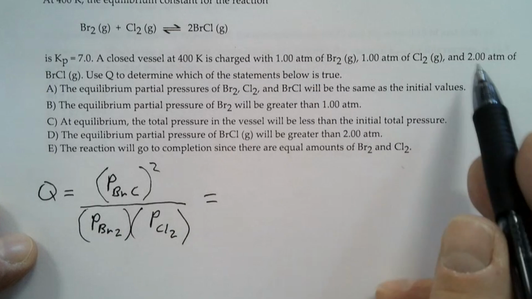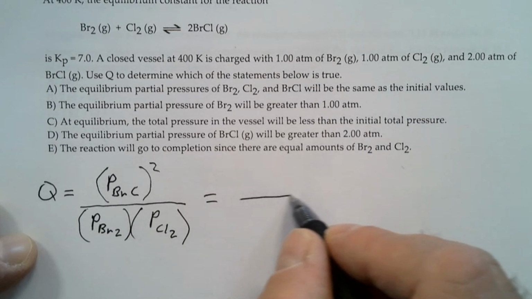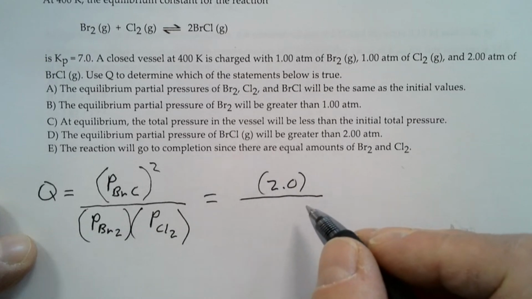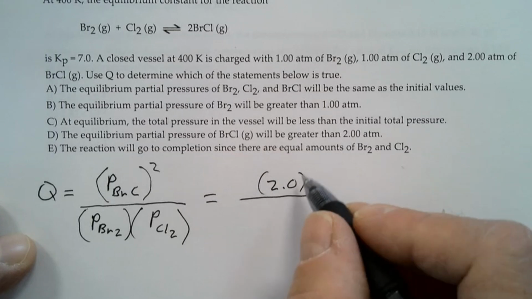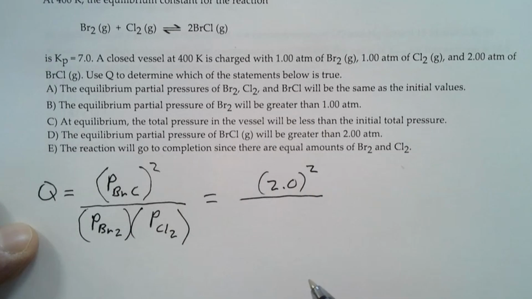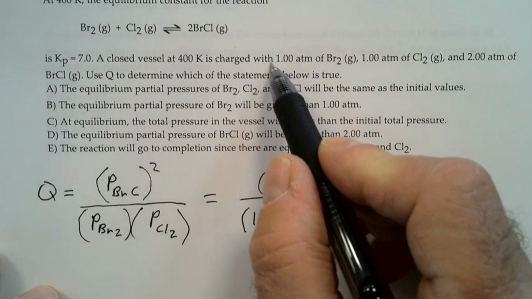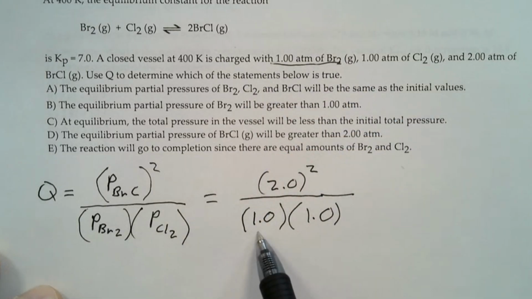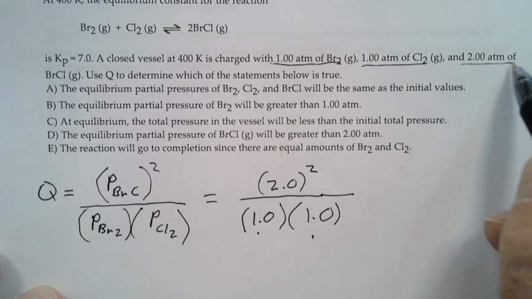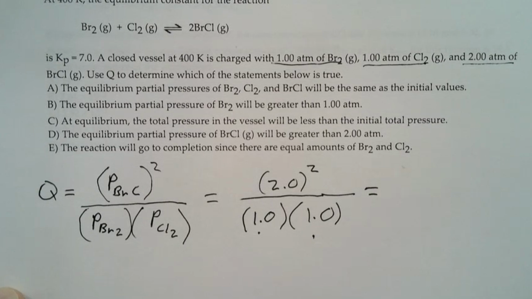Now I gotta read through all this and figure out that my pressure up top is 2 atmospheres. And since equilibrium constants are kind of unitless, and I'm lazy and in a hurry, I'm not going to worry about atmospheres. So I've plugged in the pressures there. It says it's charged with 1 atmosphere of Br2, that's that, 1 atmosphere of Cl2, and 2 atmospheres of BrCl. So I got to pull out my calculator, right?